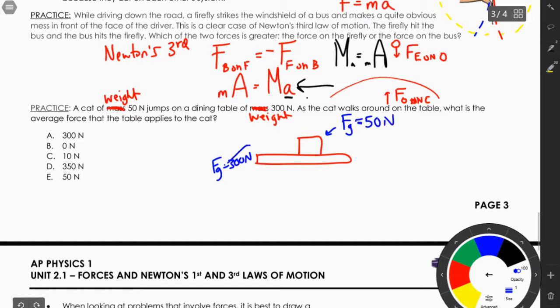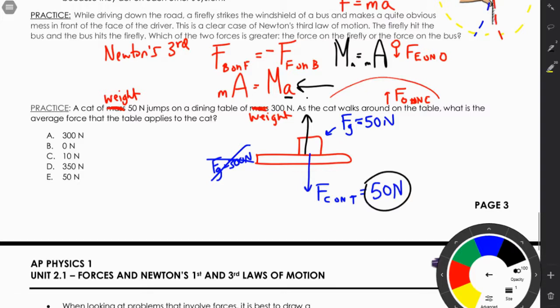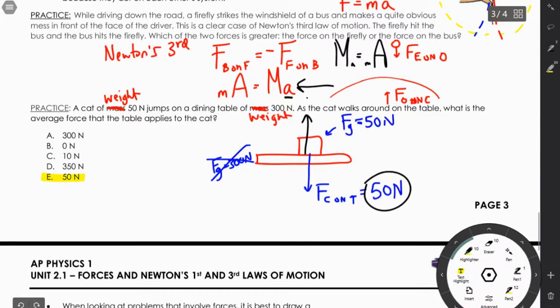But here's the thing, this weight doesn't matter, right? We're only looking at what the cat is doing. So the cat is pushing down on the table, so the force of cat on table is 50 newtons. Well, what does the table have to push up with onto the cat? Well, guess what? It has to have a magnitude of 50 newtons, okay? So our answer would be choice E, because essentially, if we look at systems, I've got the cat system and then I have the table system. They have to be equal in size, but opposite in direction.